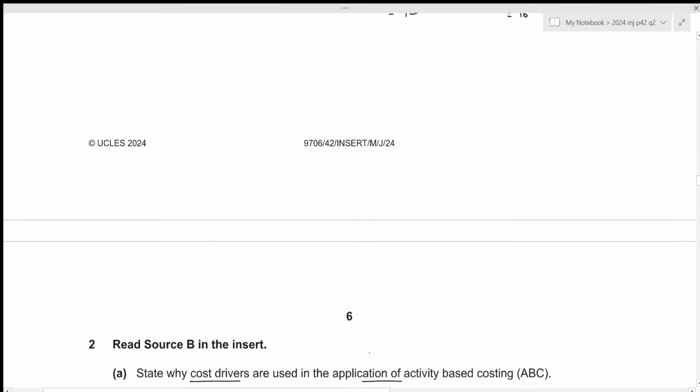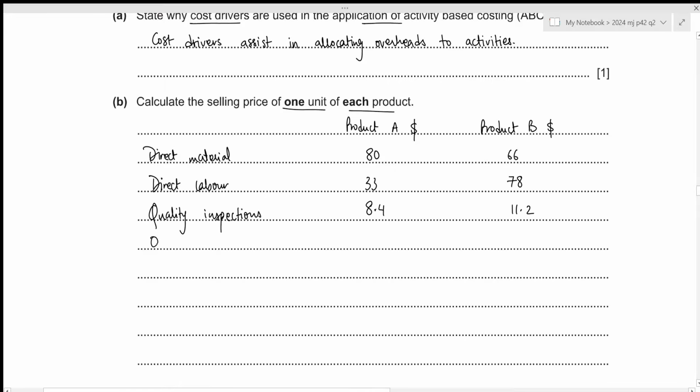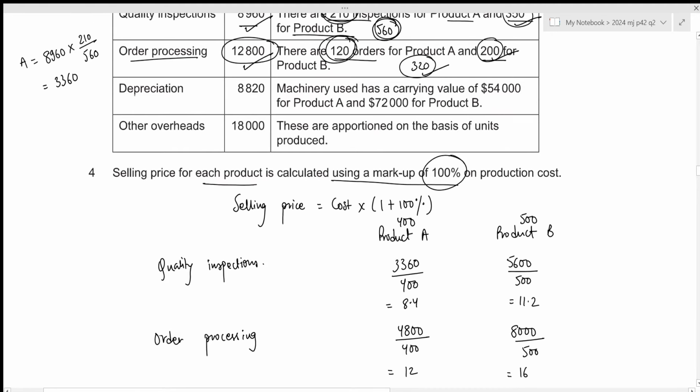Let's write it down. We have order processing, which resulted in 12 and 16. Then we have depreciation. And in this case, we have the carrying value of 54,000 for product A and 72,000 for product B. So the total of the carrying value is 126,000.